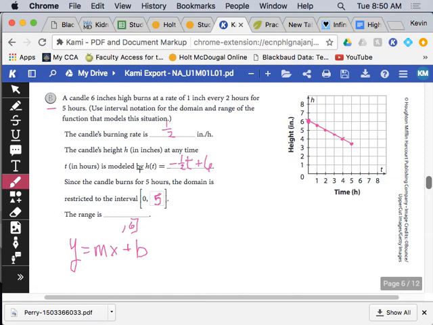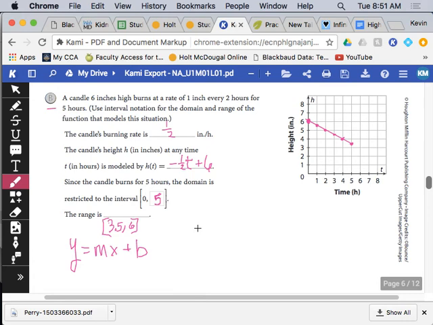We could have just plugged in 5 for t, and we would have gotten that our height is 3.5 at 5 hours. So we didn't have to plot it, but it just makes it easier to see. And so that's our range. Is that clear? Any questions about that? That's modeling with a linear function. You model the situation with a linear function.